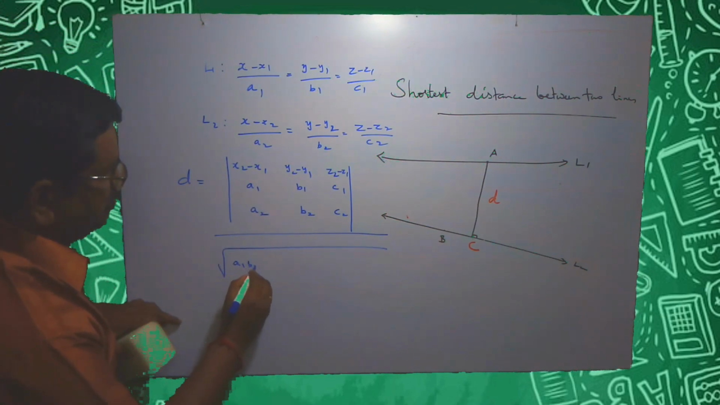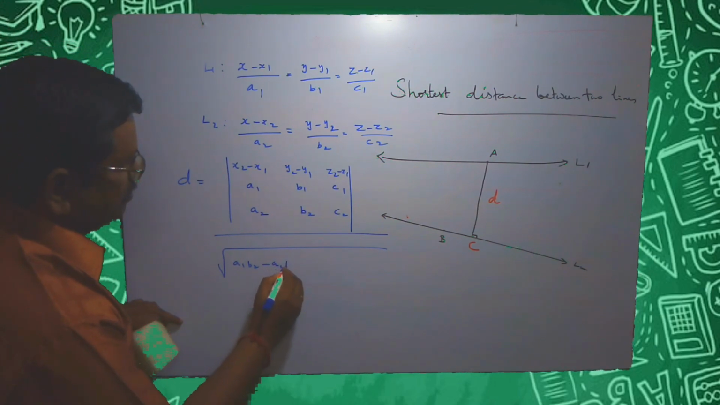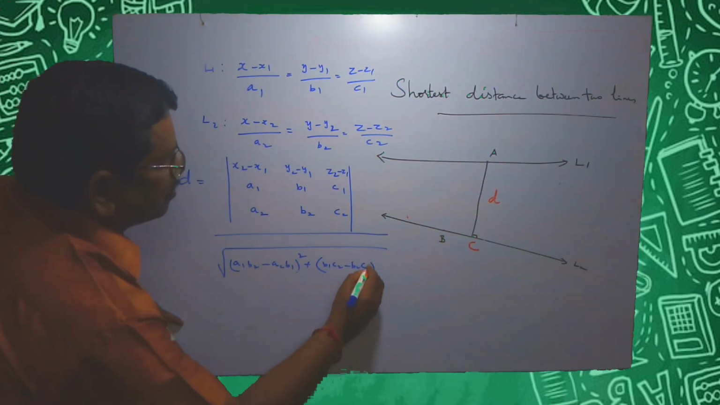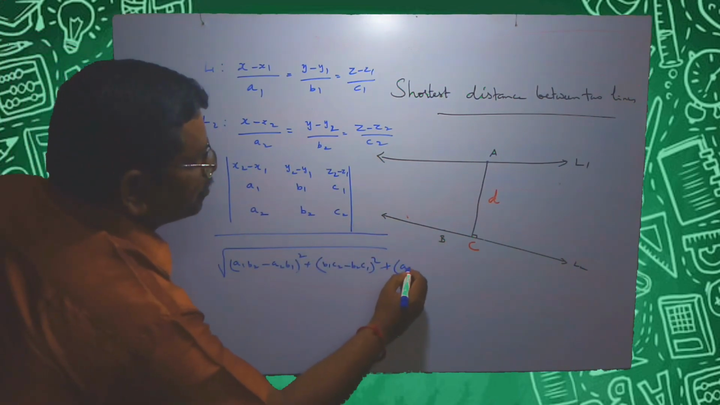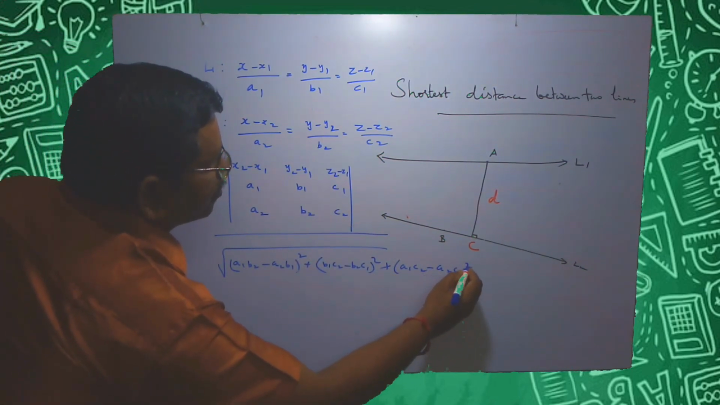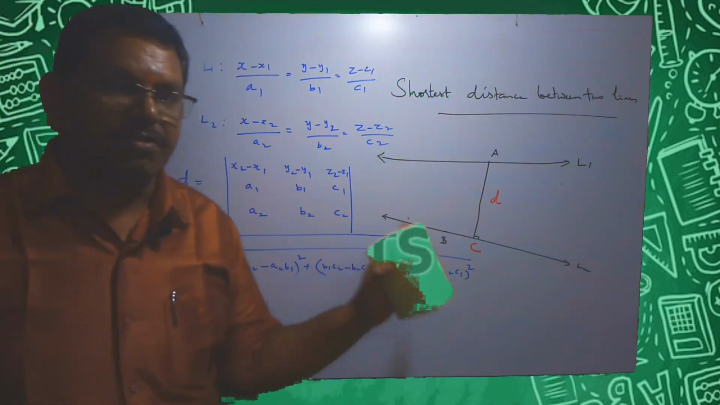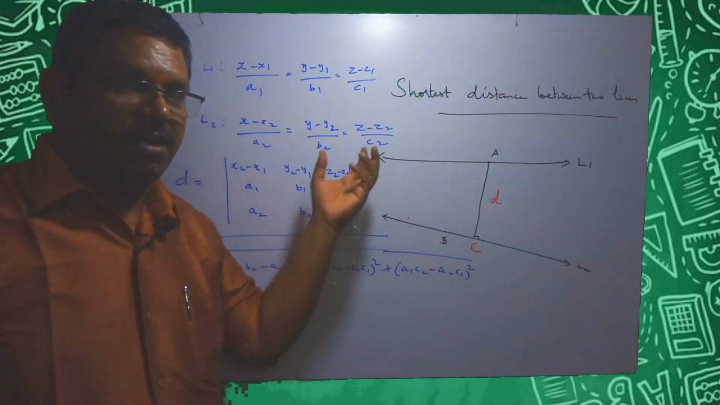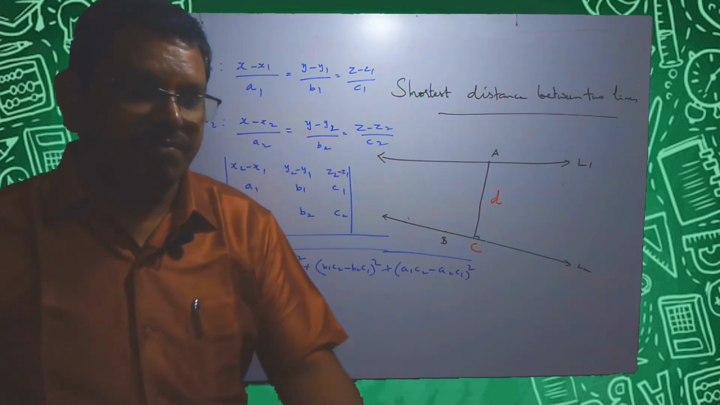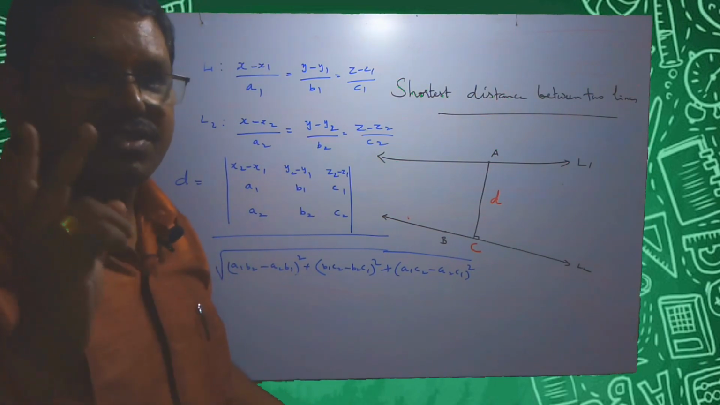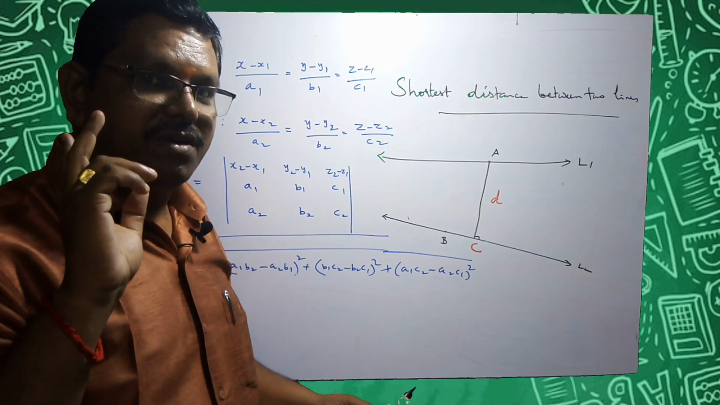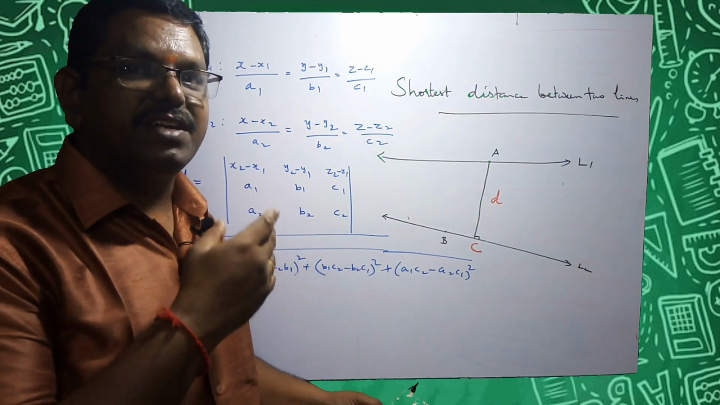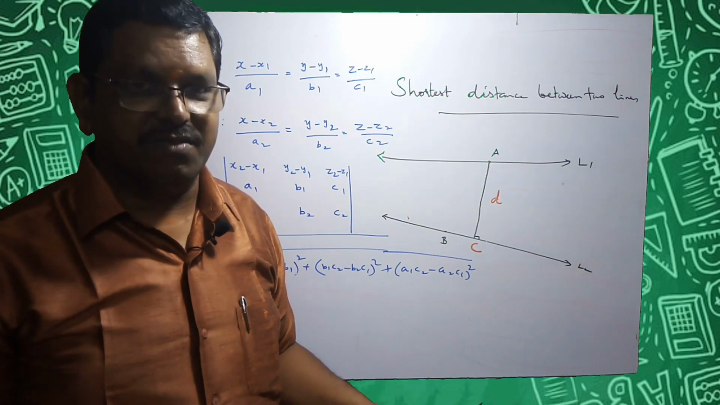A1 B2 minus A2 B1 whole square plus B1 C2 minus B2 C1 whole square plus A1 C2 minus A2 C1 whole square. Using this formula, we can find the shortest distance between two straight lines if their equations are given in Cartesian form. So just now we found the shortest distance between two straight lines if they are given in vector form or in the Cartesian form.